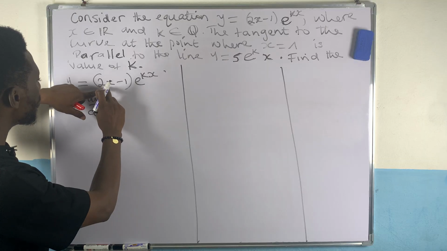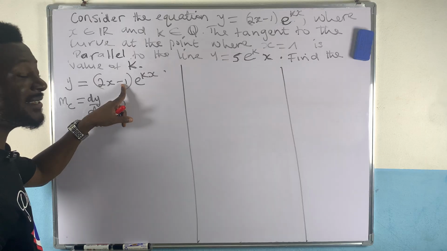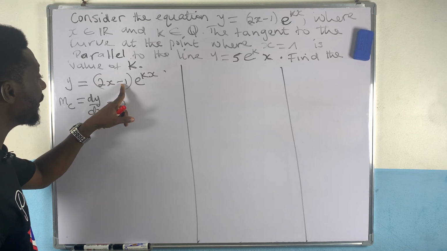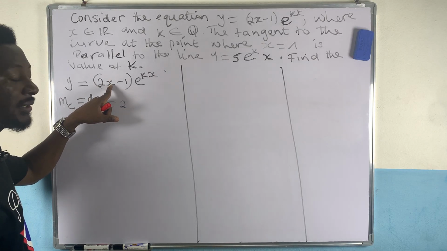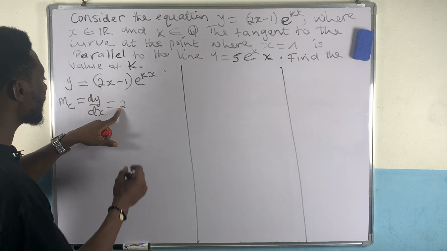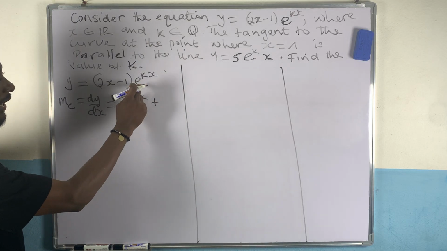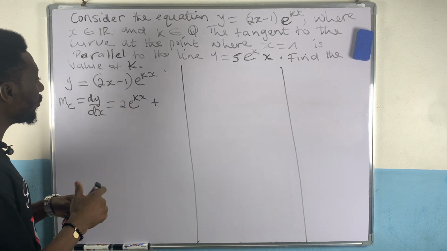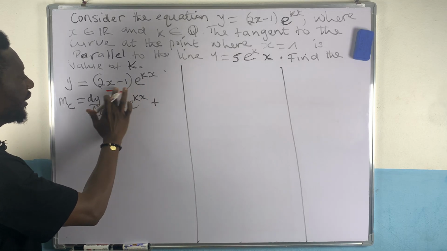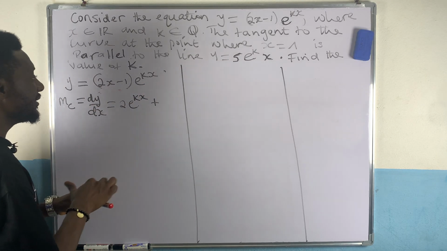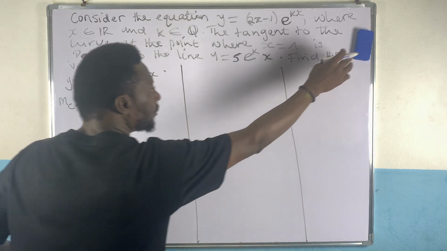The differential of 2x minus 1 is actually 2, because the negative 1 is a constant and its differential is 0. The differential of 2x is 2, because the differential of x is 1, multiplied by 2 is 2. So we have 2e to the kx plus, if you notice very well, I differentiated only this term and kept the other. Now I am going to differentiate this other function, keeping this one.